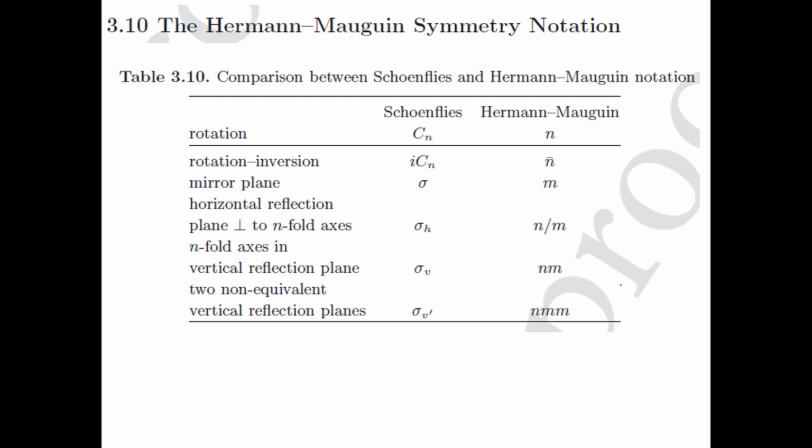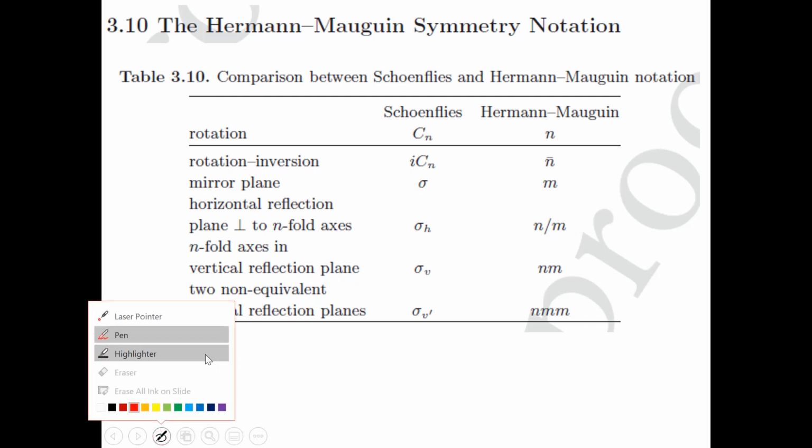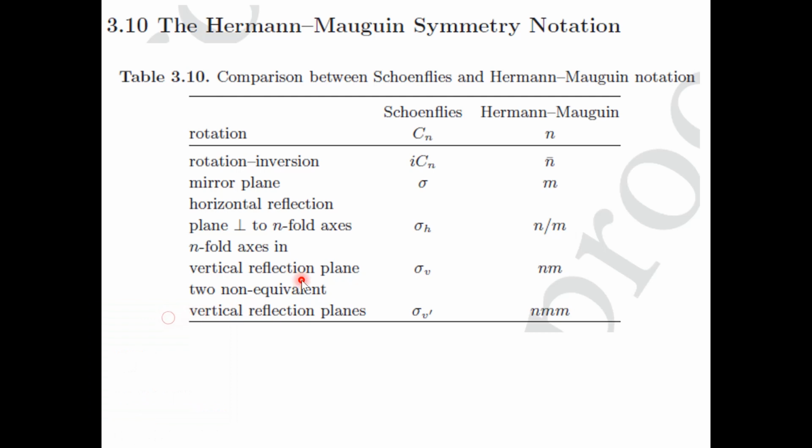Section 3.10, it's the Hermann-Mauguin symmetry notation. The Schoenflies notation is not the only notation that you can have to indicate the symmetry operations in the point groups. There is the so-called Hermann-Mauguin, or international notation. We're not going to use that a lot, but you're going to see that in many textbooks and articles. So I think it's important to know the correspondence between the two sets of notations.